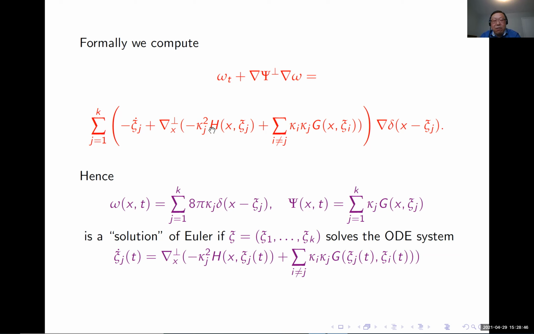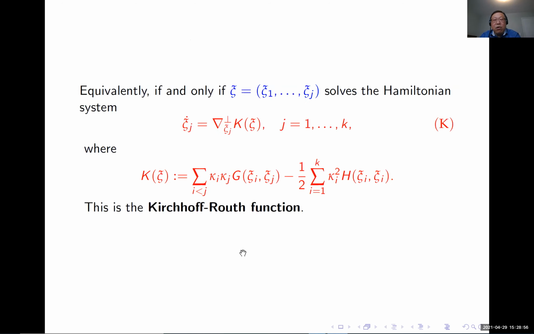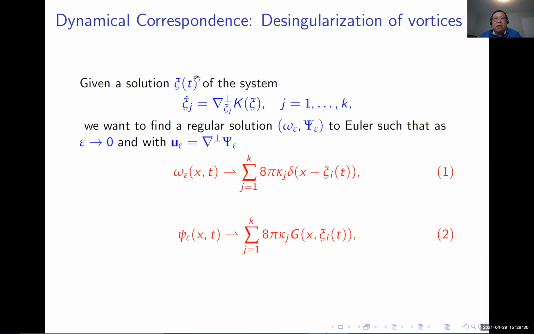This function equaling zero means that the vortex locations must solve an ODE system. This is called the Kirchhoff-Routh function, and this is a Hamiltonian. So the formal computation says, if the locations solve this Hamiltonian system, then formally it is a solution. You have a singular vortex solution to 2D Euler. Now, this is a formal argument. The question is, can we rigorously prove this? This is called the desingularization of vortices, a dynamical correspondence problem.